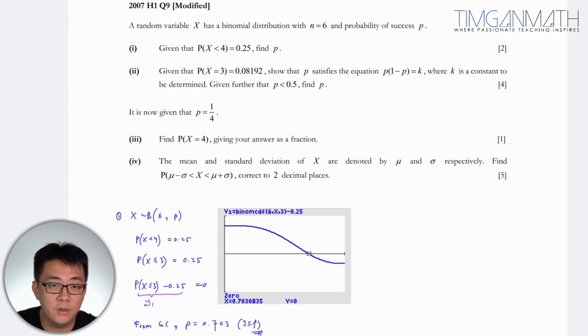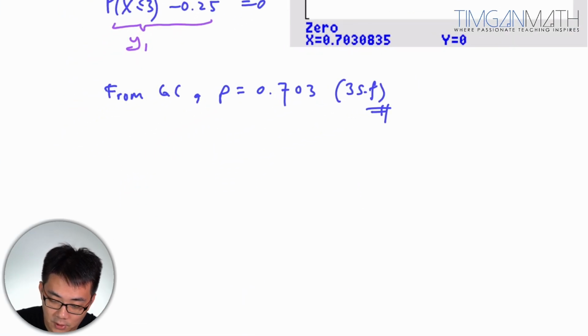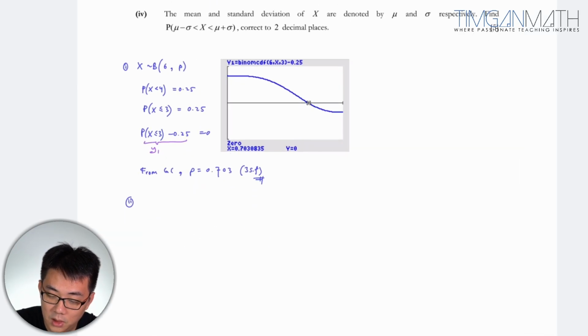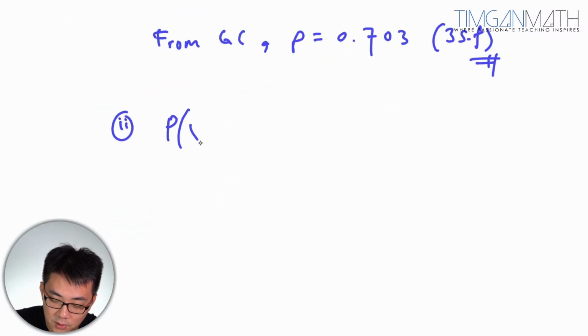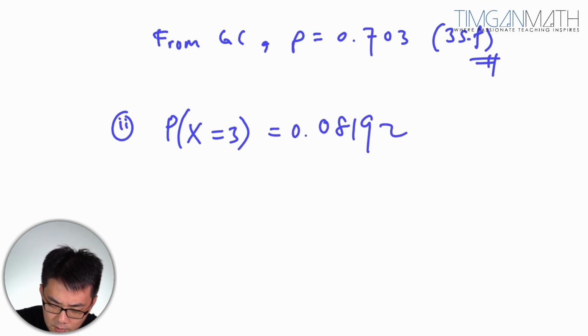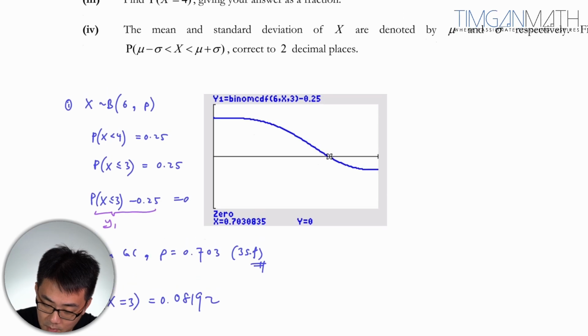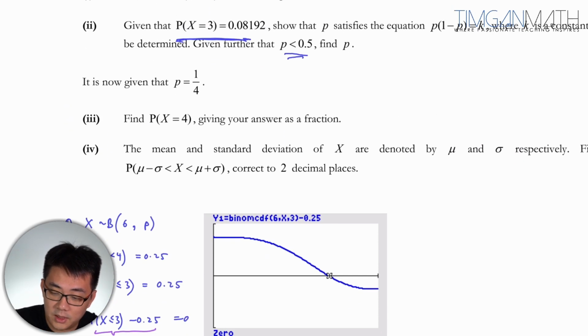So for part 2, given that P(X = 3) is this value here, show that p satisfies this equation where k is a constant to be determined. Given further that p is less than 0.5, find p. Okay, so I think part 2 is a different case from part 1, which means that you are looking at P(X = 3) is 0.08192. So P(X = 3) equals 0.08192. Yeah, so show that it satisfies this equation here.